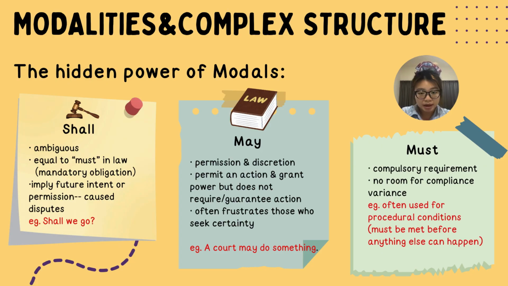The next word, "may." It is all about permission and discretion. It usually permits an action or grants the power, but it doesn't mean that they are required or guaranteed to take action. So for example, in the sentence "a court may do something," that means the court has the choice to do or not to do. It isn't required to take action. So this word "may" often frustrates those people who seek certainty.